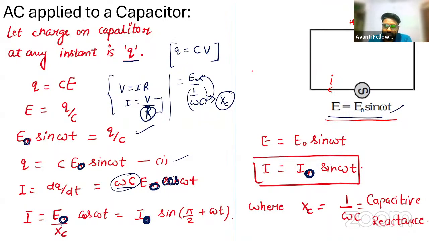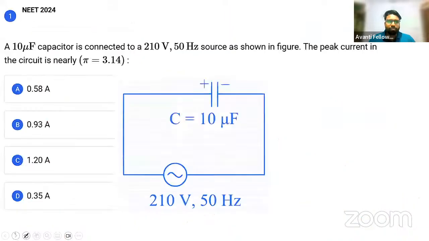Now we have converted the current also into the same form, it is also plus pi by 2. Omega t plus pi by 2, which means in the previous case current was omega t minus pi by 2. In this case current is omega t plus pi by 2. So we can say that current in a pure capacitive circuit leads the voltage by pi by 2. Here current is in lead mode.